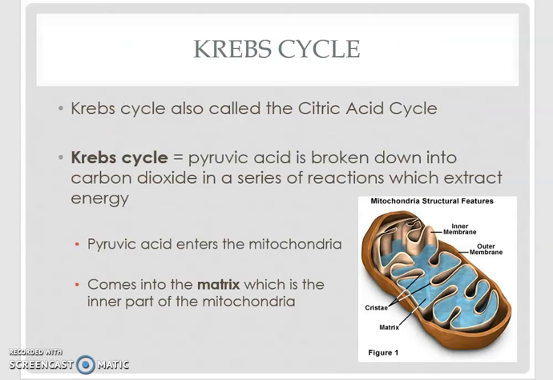In the Krebs cycle, we're going to take the 2 molecules of pyruvic acid that were made in glycolysis and then break them down into carbon dioxide. The Krebs cycle takes place in the mitochondrial matrix, which you can see on your screen as that inner part of the mitochondria, and it is also called the citric acid cycle.